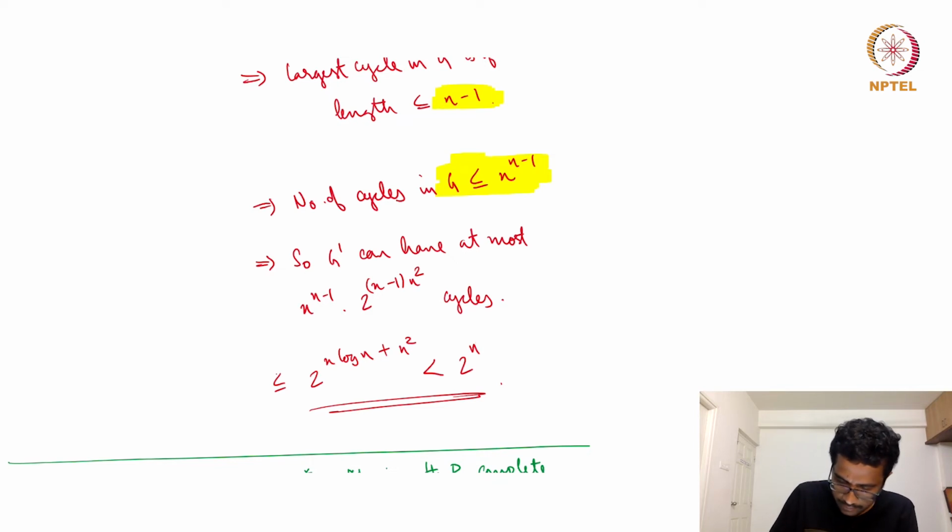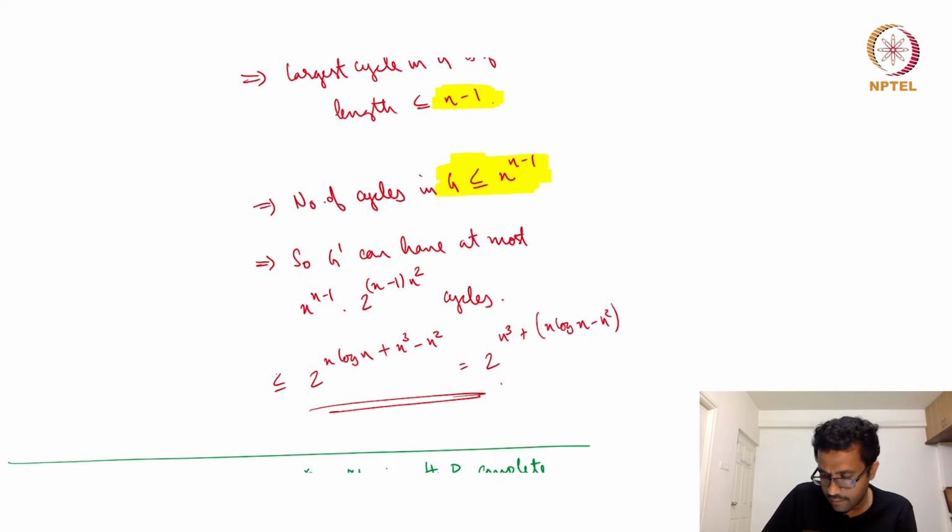So I may have to rewrite this a bit. So n power n minus 1 can be upper bounded by 2 power n log n, right? You could just write n power n, which is 2 power n log n, and 2 power n minus 1 times n squared is nothing but n cubed minus n squared, right? So we have 2 power n cubed plus n log n minus n squared.